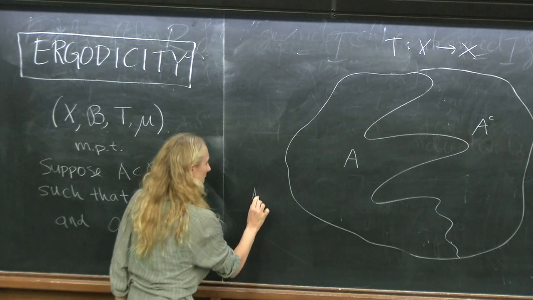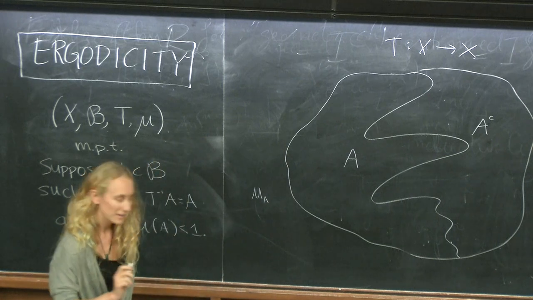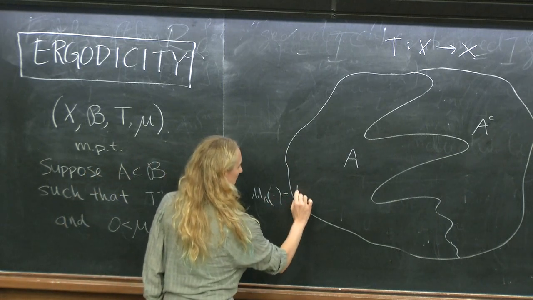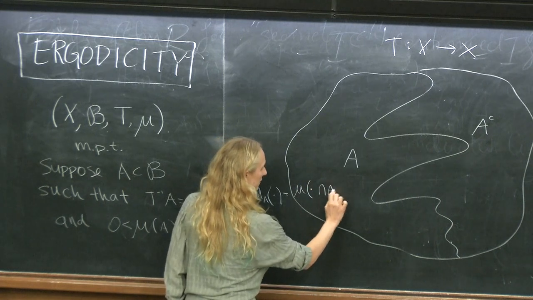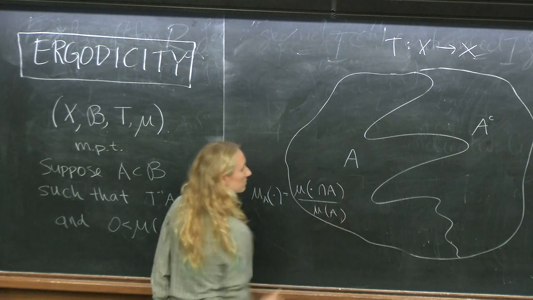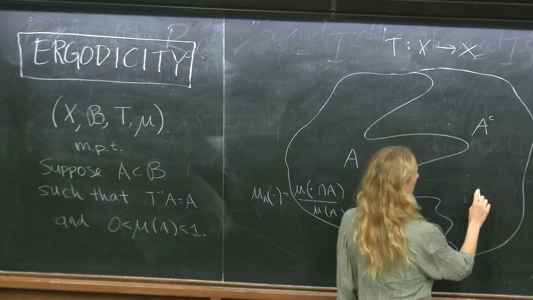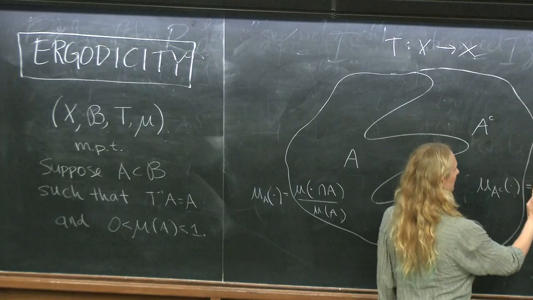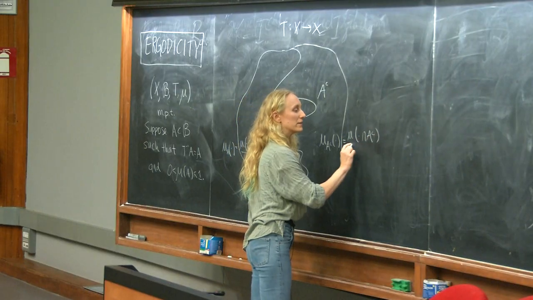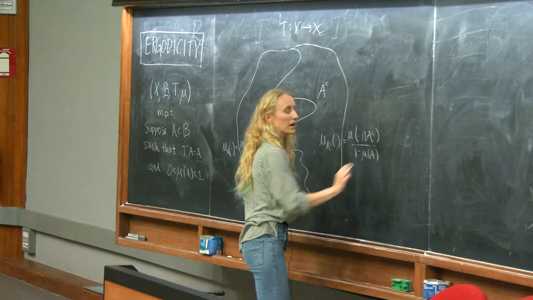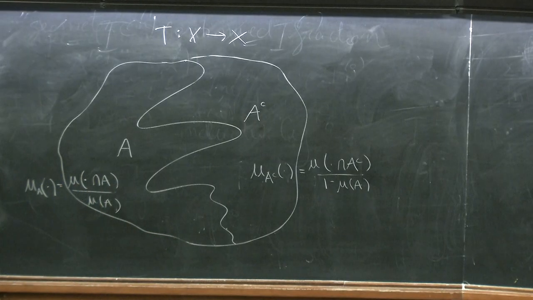Well, let me consider a conditional measure, μ_A, defined by μ_A(B) = μ(B ∩ A) over μ(A). And I can do the same thing with respect to A complement: μ_{A^c}(B) = μ(B ∩ A^c) over 1 minus μ(A). So I can do this, right? Yes, okay. It's clear to everyone that these are probability measures still. Yes? Okay. And maybe it's not so obvious, but they're also still T-invariant measures.